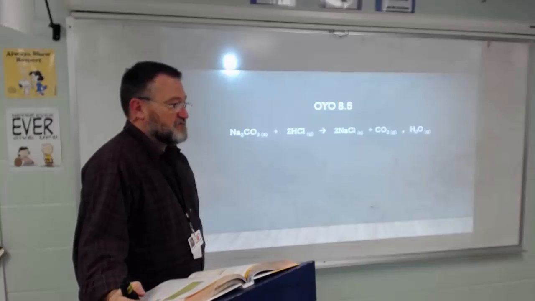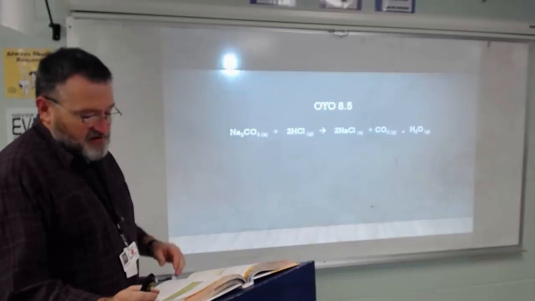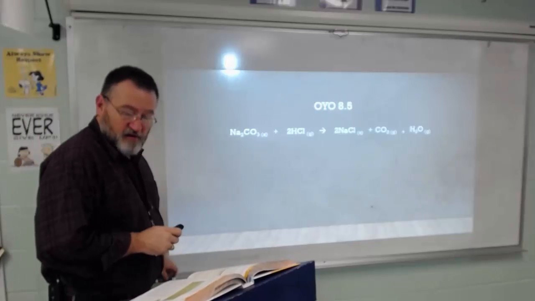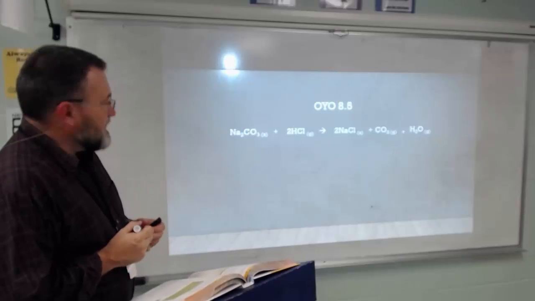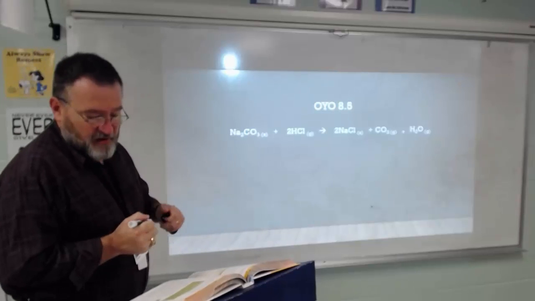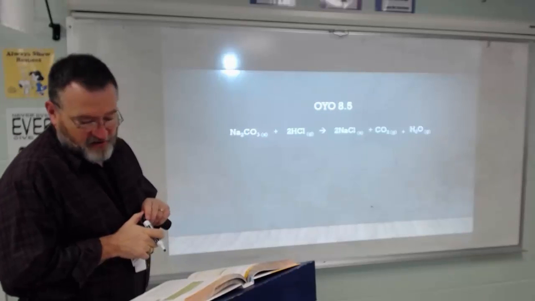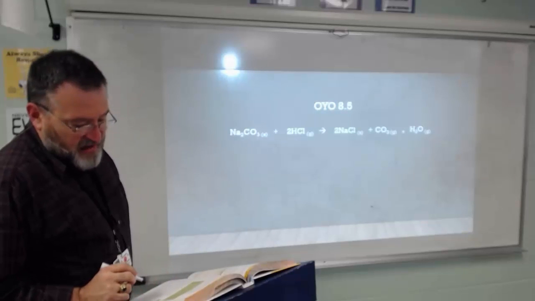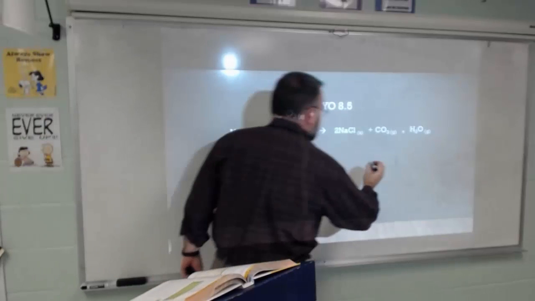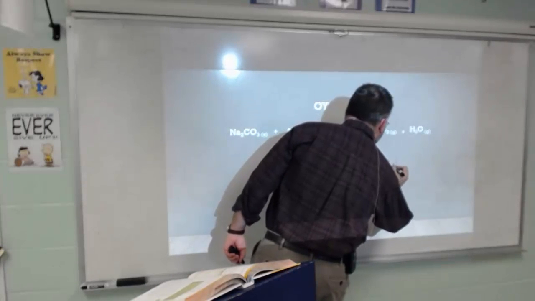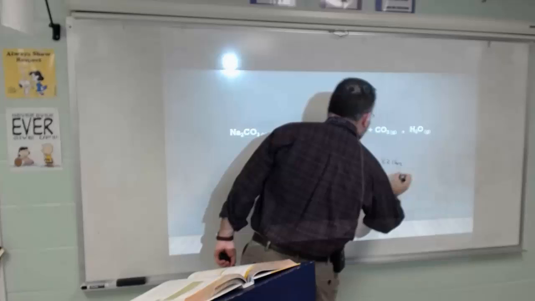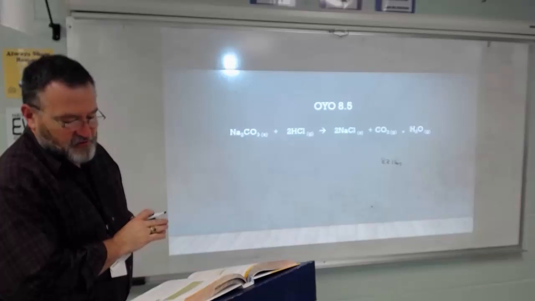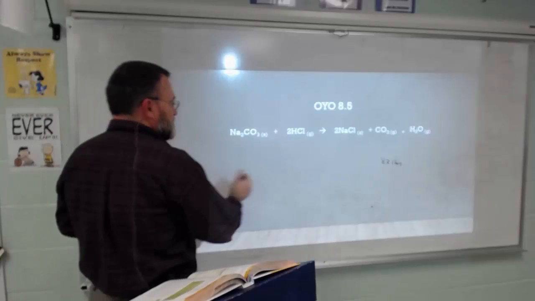On your own 8.5. Start working it at your seats. A chemist decides to produce carbon dioxide gas using the following reaction equation. Na2CO3 plus HCl produces 2 NaCl, sodium chloride, carbon dioxide, and water. If the chemist wants to make 8.2 liters of CO2 gas, how many liters of hydrochloric gas must be used?